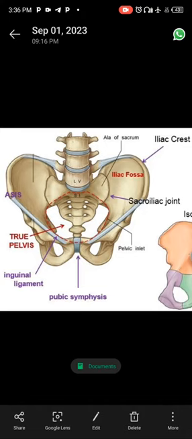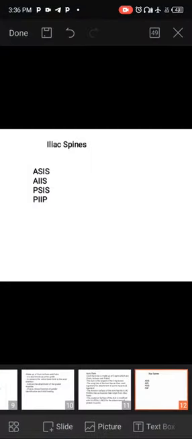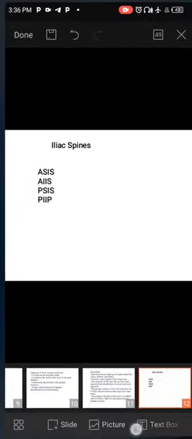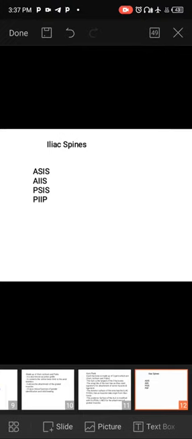Secondly, we also have the AIIS, the anterior inferior iliac spine. The anterior inferior iliac spine serves as attachment for the rectus femoris muscle. So the rectus femoris muscle originates from this AIIS. For your information, rectus femoris is part of the muscles that form the anterior thigh. In the anterior thigh, we have a set of muscles, four in number. We call them the quadriceps muscle, and one of the quadriceps muscles is this rectus femoris.